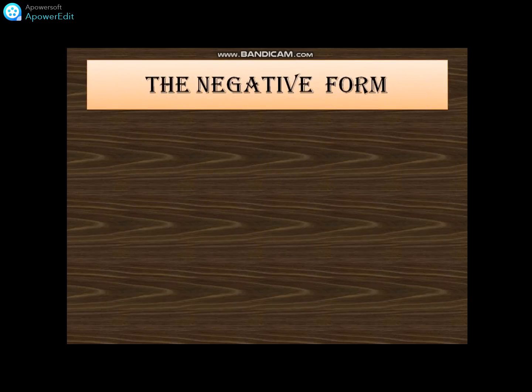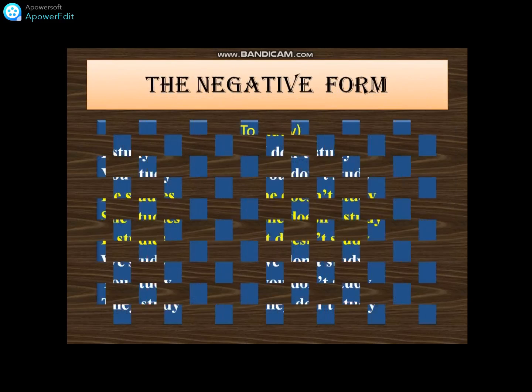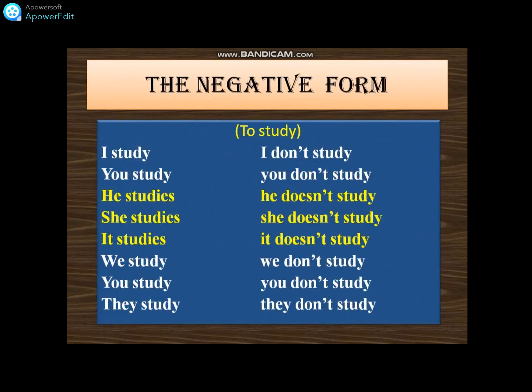Very good. Now let's move to the negative form when we conjugate the verbs in the simple present. So, let's see, for example, to study. So we say, I study, you study, he studies, she studies, it studies. But with the negative form, you say, I don't study, you don't study, he doesn't study, she doesn't study, and it doesn't study. Pay attention here. The verb is in the infinitive form.